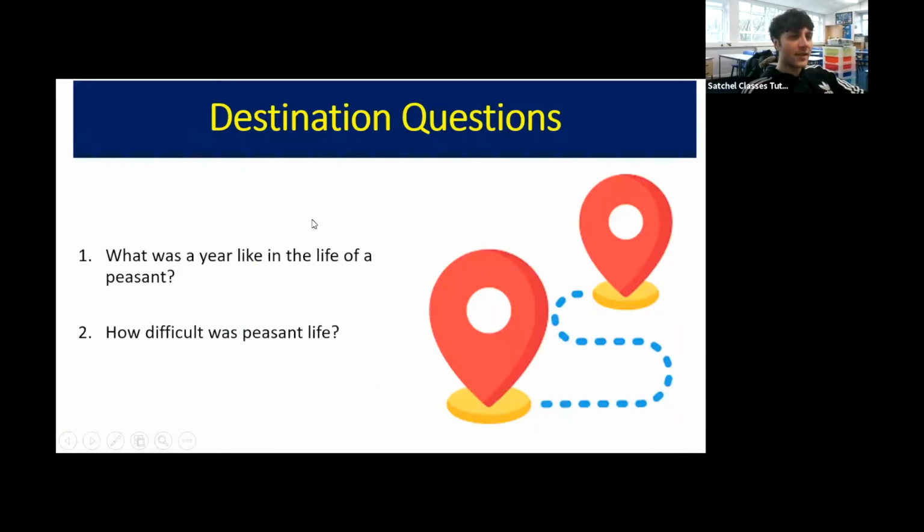So what are the destination questions for today's lesson? Where are we going? Where are we trying to get to by the end? Well, question one, we want to understand what a year was like in the life of a peasant. So we'll be looking at all the different patterns of work that they had, their leisure, their food and drink, and so on throughout the course of one full year.